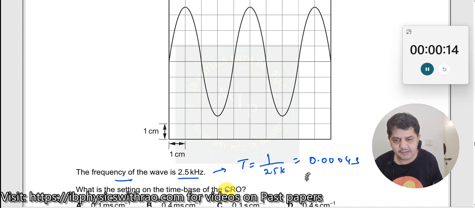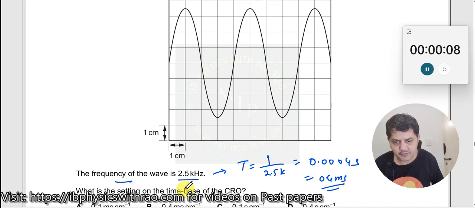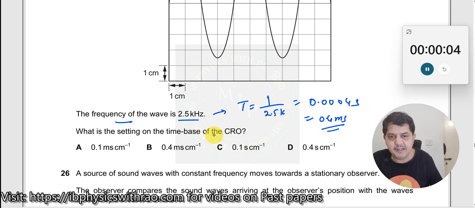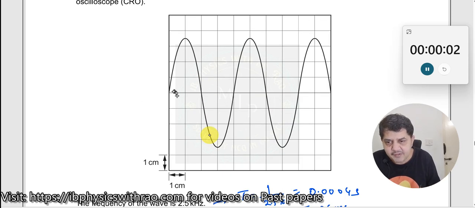Okay, what is the setting of the time base of the CRO? Setting of the time base on the CRO. So this should be 0.4 millisecond. 0.4 millisecond should be the time base. 0.4 millisecond is one time period, right? So which means starting from here to here it is 0.4.